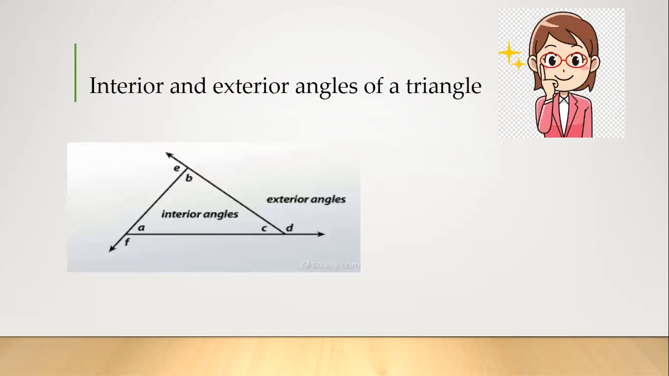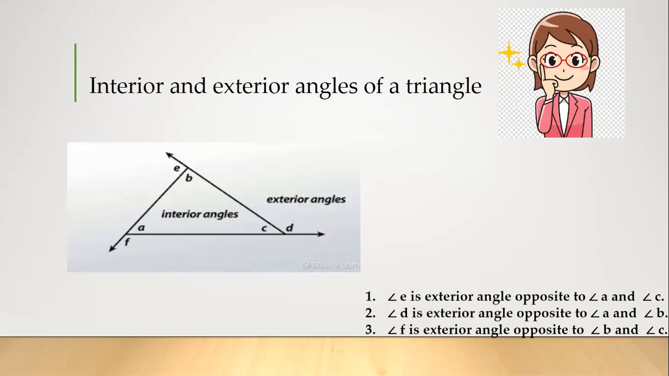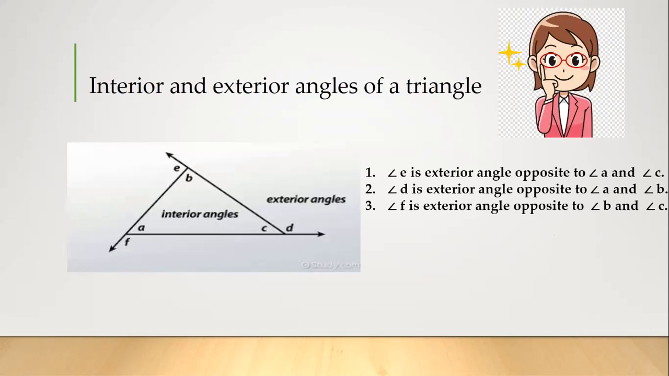Now this topic is very important, interior angles and exterior angles. Here, if you are asked the exterior opposite angle, then how are you going to solve it? See, here angle E is opposite to angles A and C. Similarly, D is opposite to angle B and angle A. Similarly, angle F is opposite to angle B and angle C. So exterior opposite means the angle which is outside, and those two angles are the opposite angles, the exterior angle opposite to those angles.